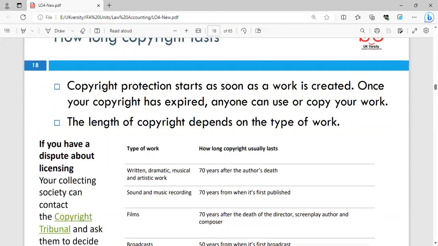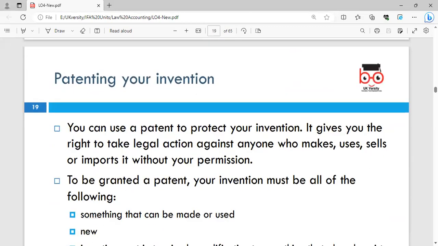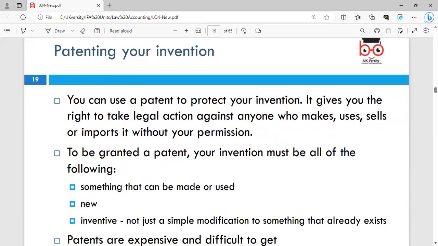Yes, you're protecting it in the real world. Like if you look at Windows CDs, software is being copied. Copyright lasts 70 years after the author's death, or 70 years from when a film was first published, and so on. Next, patenting your invention.